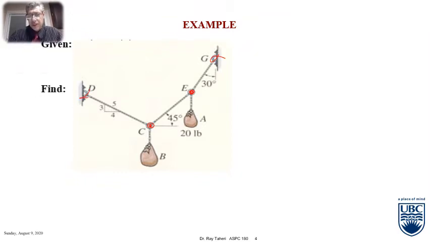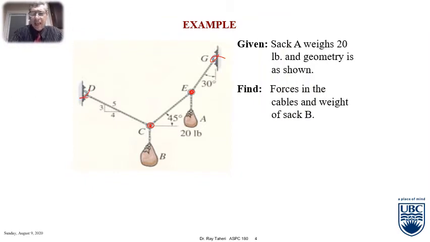So the question says, you have a sack A. This sack has a weight of 20 pounds, and here is the geometry. Find the forces in the cables and the weight of this sack. Well, if I start from point C, the free body diagram has one force going this way, one force going this way, one force going this way.